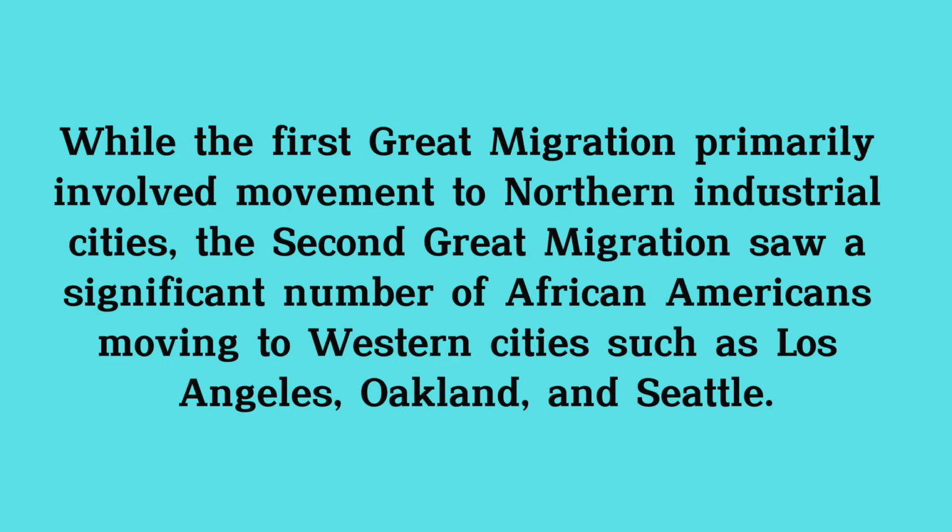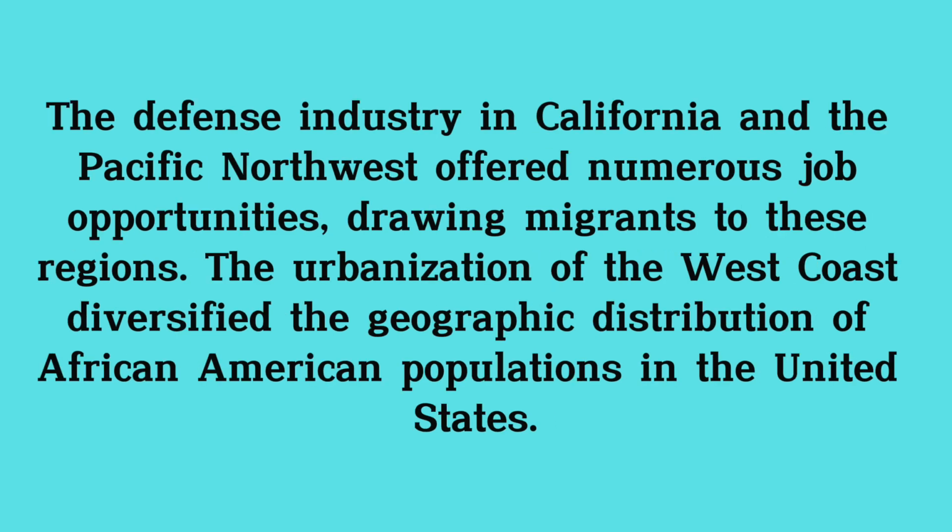While the First Great Migration primarily involved movement to northern industrial cities, the Second Great Migration saw a significant number of African Americans moving to western cities such as Los Angeles, Oakland, and Seattle. The defense industry in California and the Pacific Northwest offered numerous job opportunities, drawing migrants to these regions. The urbanization of the West Coast diversified the geographic distribution of African American populations in the United States.